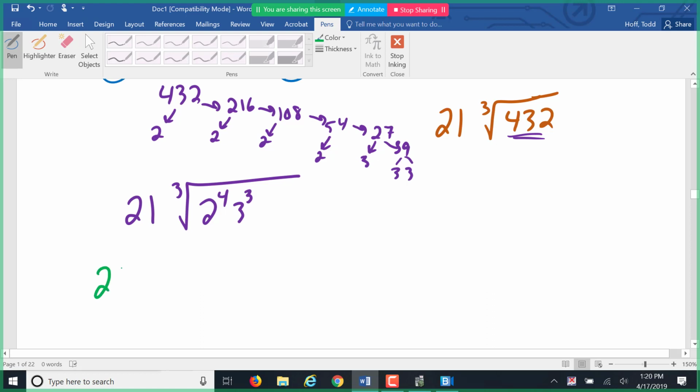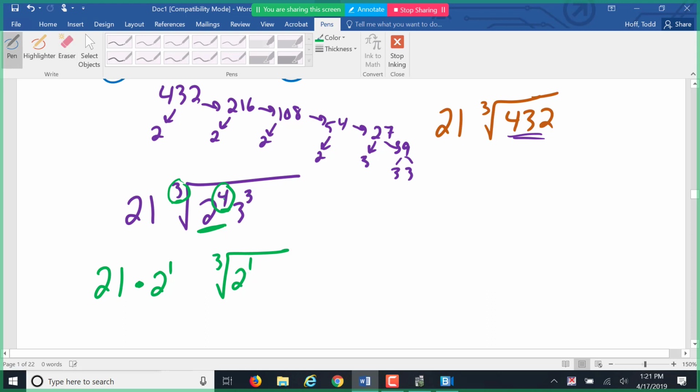So we got the 21 up front. Can I reduce the 2 to the 4th power with the 3rd root? Yeah, this power is bigger than the index of the root, which means I can reduce that. I can take it out. I take the power divided by the index of the root. 4 divided by 3 is 1. So this is going to be 2 to the 1st that I can take out. The remainder is 1. So 2 to the 1st is left in there as well. 4 divided by 3 is 1 with a remainder of 1.